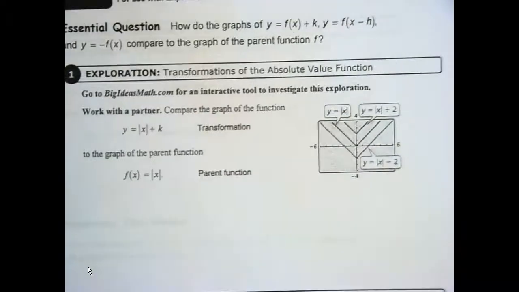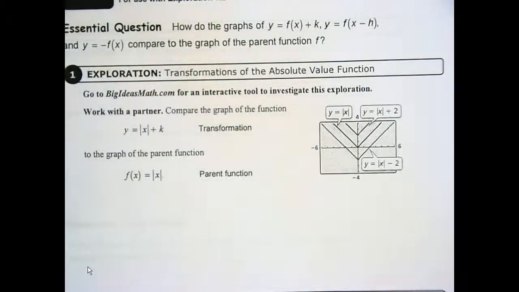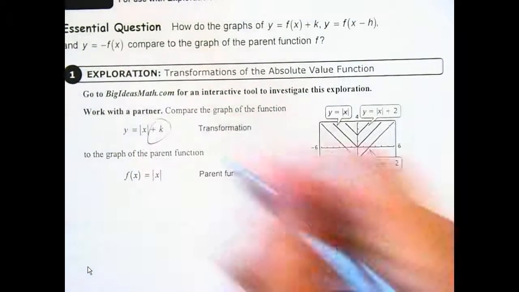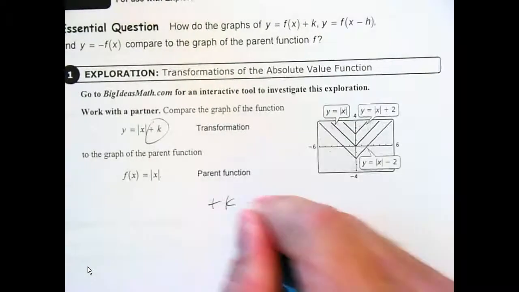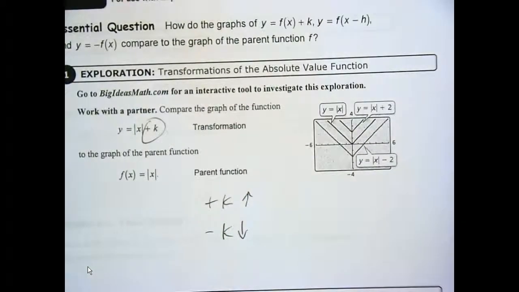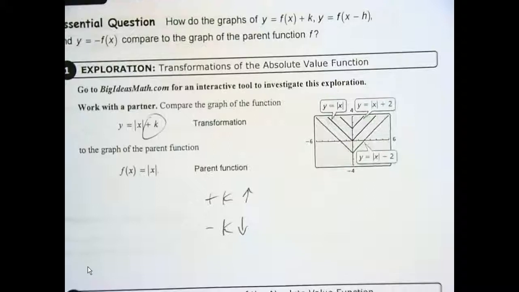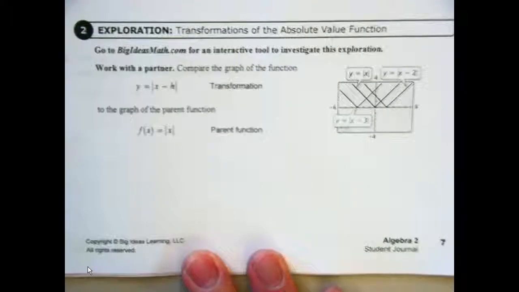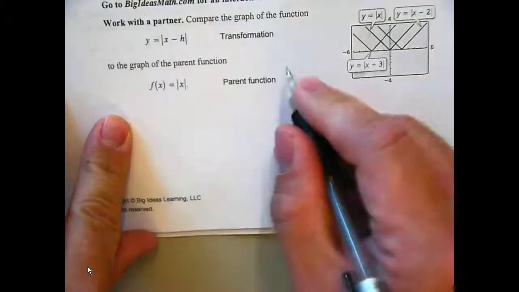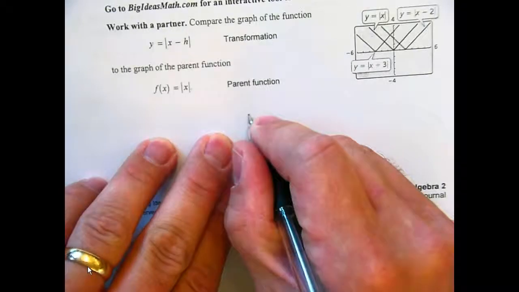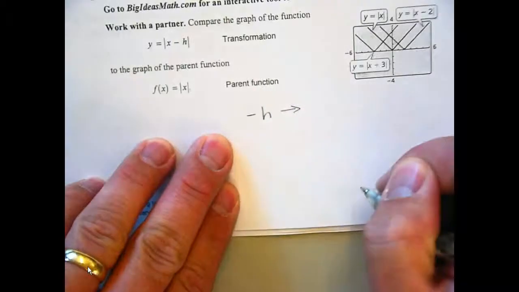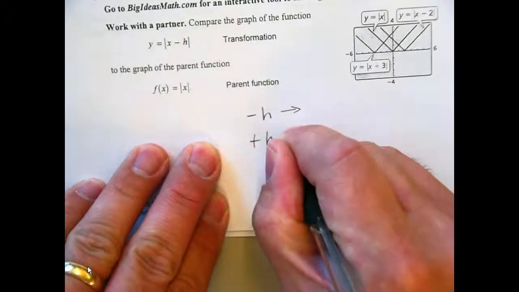Hopefully your exploration went pretty quick and easy here. So compare the graphs to the parent function. What does k do? Good. If we add k, it moves it up. If we subtract k, it moves it down. All right. And I'm going to go to a different format or function notation here in a minute. But what does h do? Shifts it left and right. Now remember, if we subtract h, it shifts it which way? Shifts it to the right. If we add h, it shifts it left.